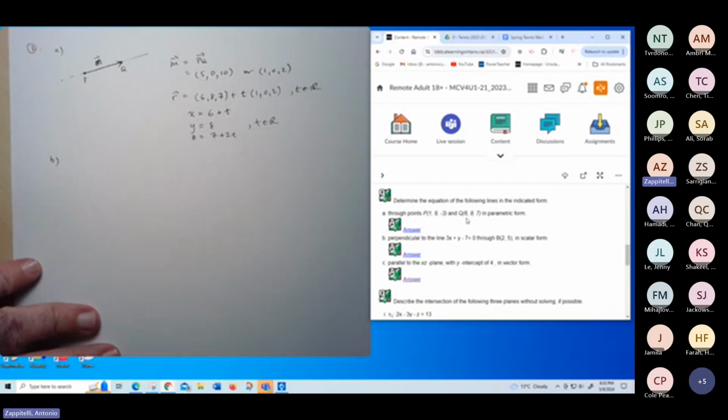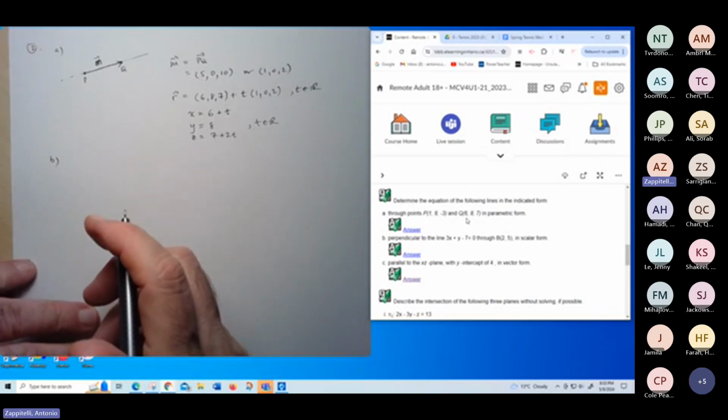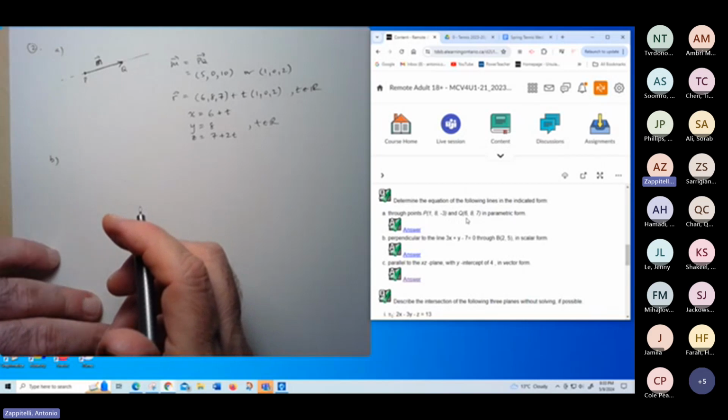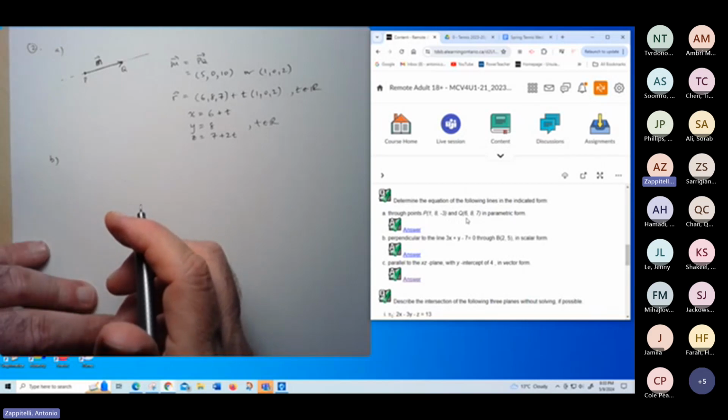We have perpendicular to the line 3x plus y minus 7, and through the point, so scalar form.